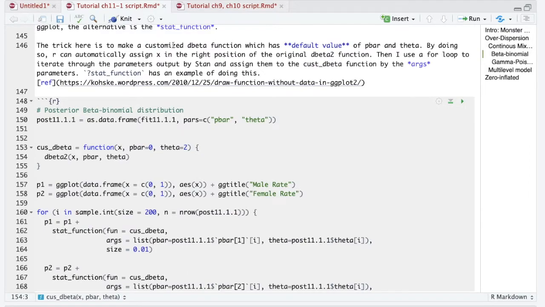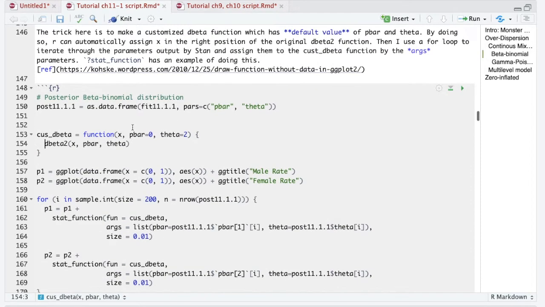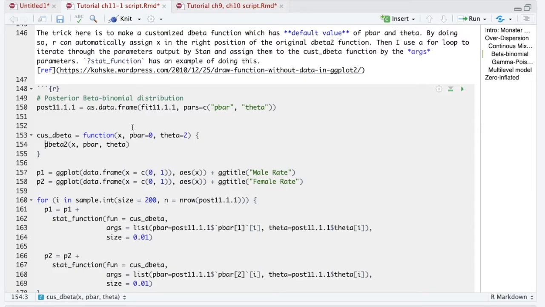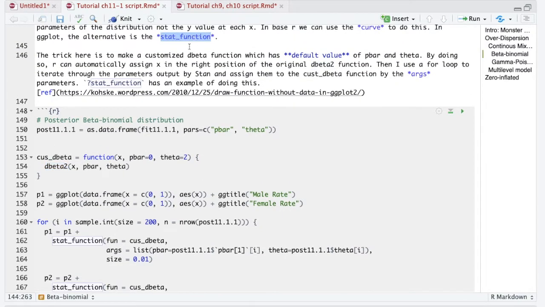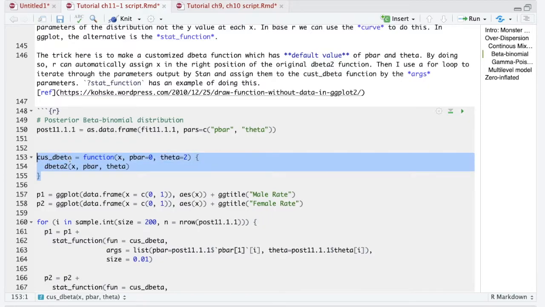The trick to use the stat_function method is that we need to make a customized dbeta function which has default values for p bar and theta. Because the original function we use, this dbeta2 function, has no default value for p bar and theta. So stat_function cannot recognize this dbeta2 function. So here I create a custom dbeta function and just assign default values like p bar equal to 0 and theta equal to 2 to the dbeta2 function.